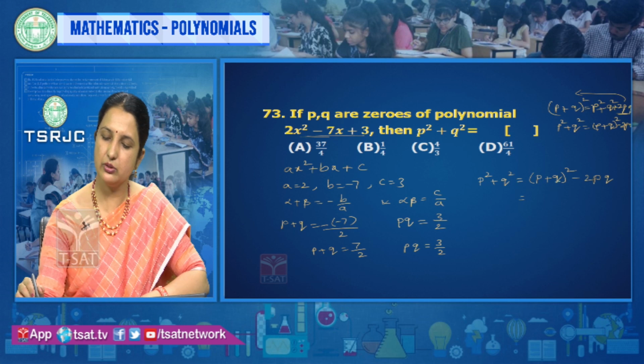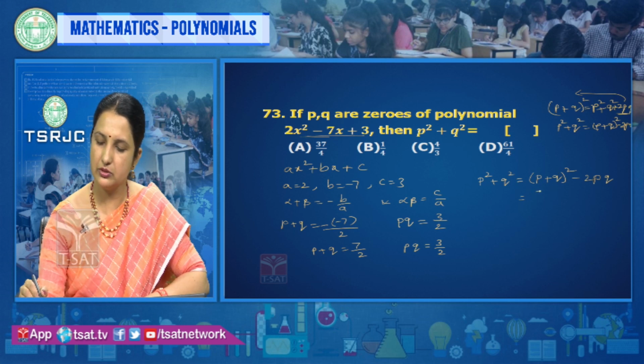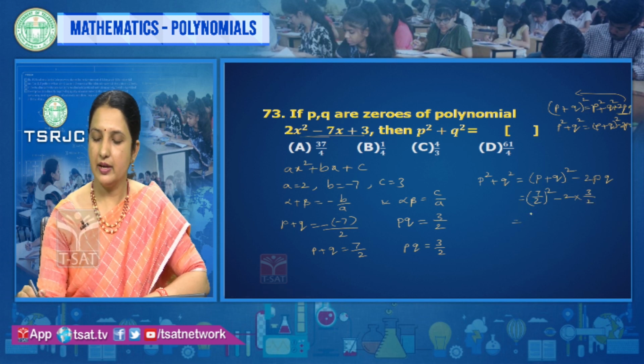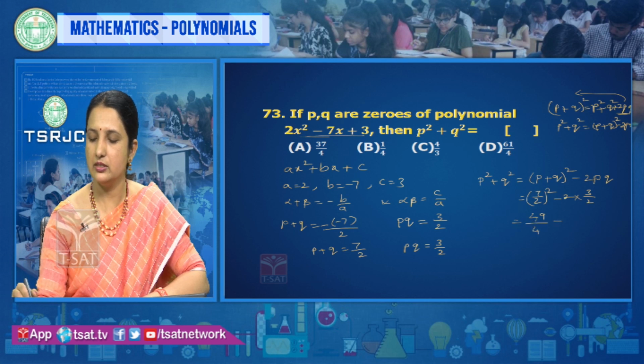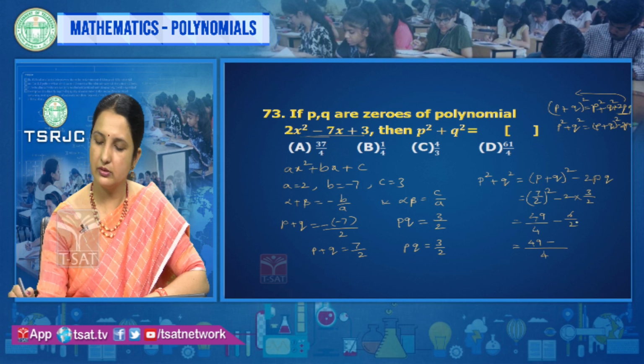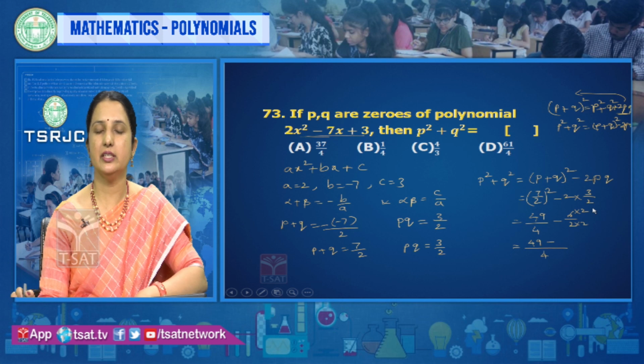That means P plus Q is how much it is given? 7 by 2. Substitute here. Minus 2 into PQ is how much? 3 by 2. Right here. 7 square is 49 and 2 square is 4 minus 3 2s are 6 by 2. So take LCM. 4 you will get 49 minus 2 2s are 4. 2 2s are 4. Then 6 also should be multiplied with 2.